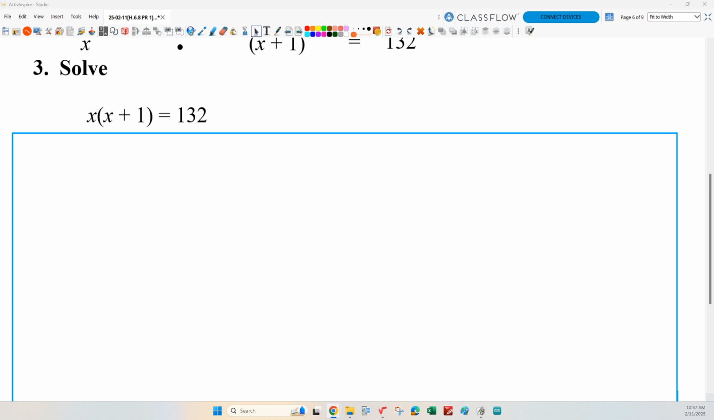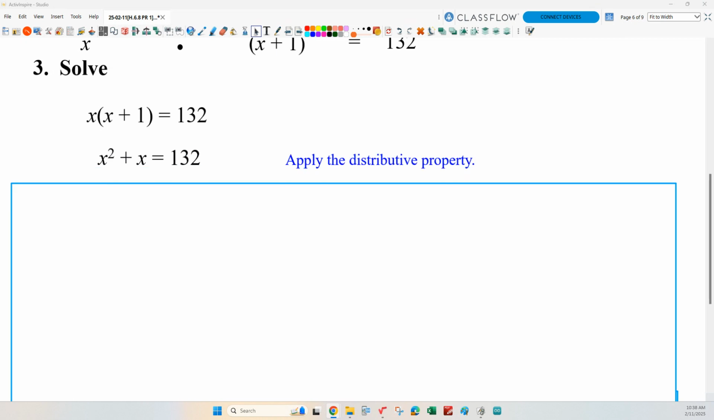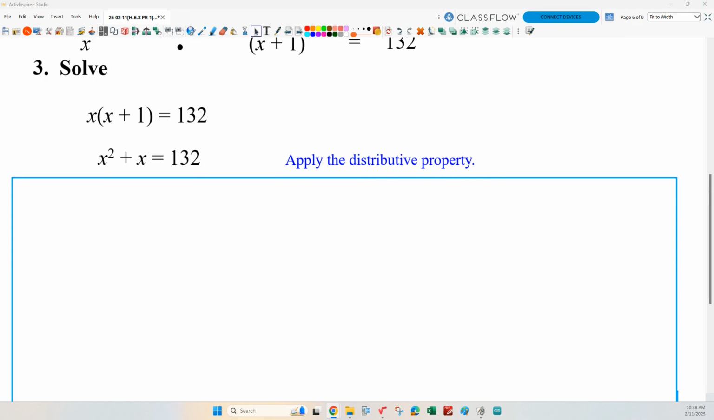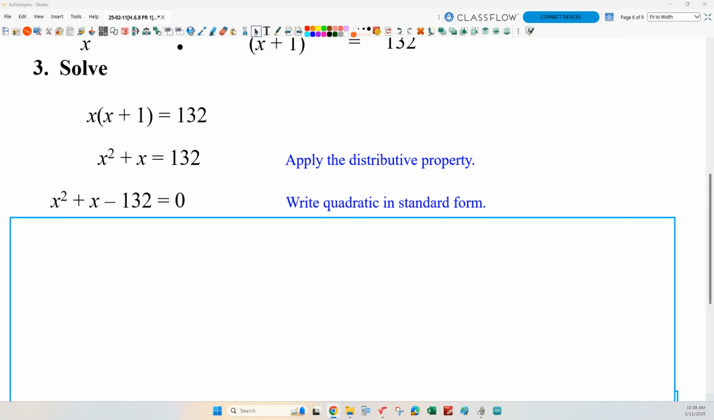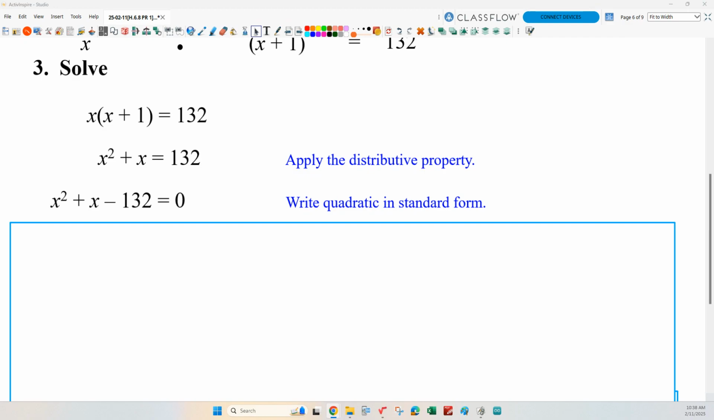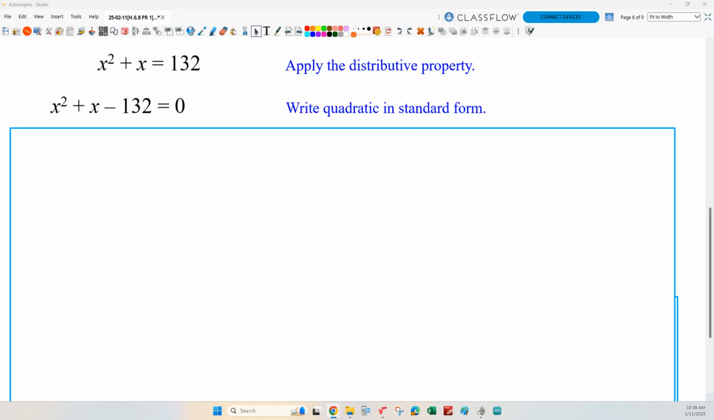We don't have a separate property called the 132 property or product property. We only have the zero product property. So we have to eventually set all this stuff equal to 0. We distribute the x, we subtract 132. Now we've got a polynomial equation in standard form. It turns out this is a quadratic polynomial, so eventually we'll just call this a quadratic equation in standard form. How are we going to solve this one?